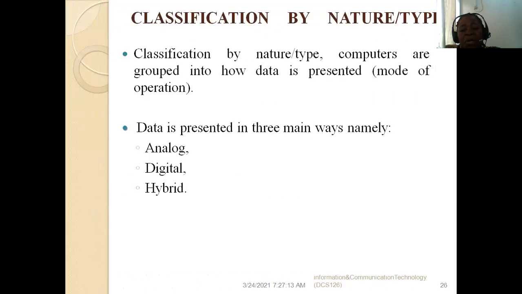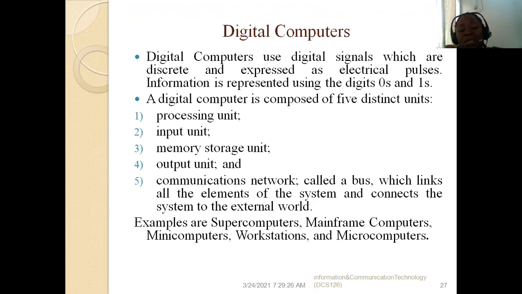And now, these different ways of presenting data give rise to the type of computer we want to look at next. So you have digital computers, you have analog computers, and you have hybrid computers. Now, digital computers use digital signals which are discrete and expressed as electrical pulses. Discrete comes as maybe 1, 0. Information is represented using the digits 0 and 1.